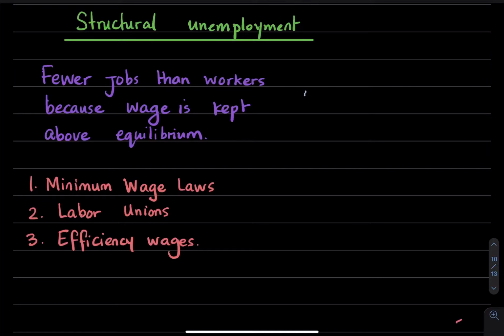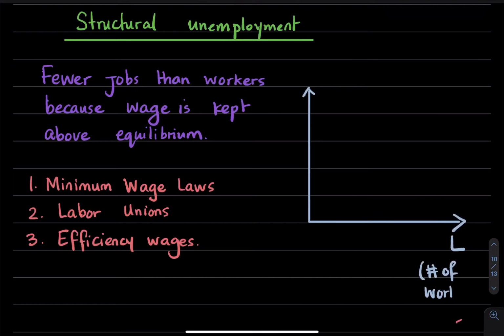a demand and supply diagram. In this case, we're going to think about workers. So on our x-axis, we have labor, or the number of workers. Right, so this is the quantity that we have on the x-axis, quantity of workers or number of workers. And on the y-axis, we have the price of that worker, which is the wage rate. Okay, so this is the wage rate.